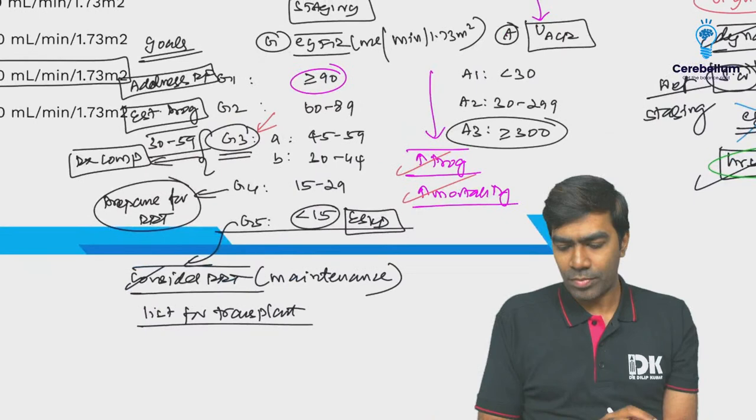Second clue: the dipstick. Dipstick will be strongly positive, 3 plus or 4 plus, for heme, because dipstick picks up heme, not RBCs. But in microscopy, you will see no RBCs, or very few, like 1 to 2 or 2 to 3, not more than that. So this discordance is very important. Your dipstick is showing as if so much blood is there, but under the microscope you're not seeing any RBCs at all, because these are not RBCs. The dipstick is picking up the heme that is present, hemoglobin or myoglobin. That's the clue.